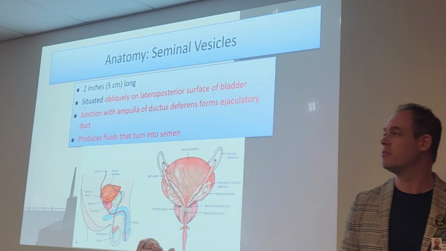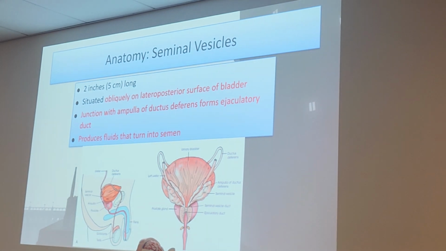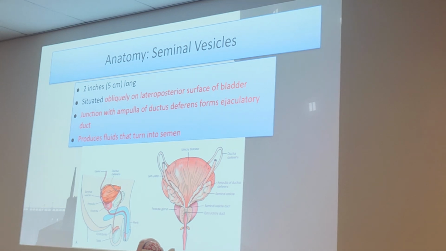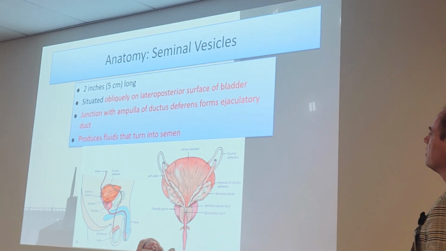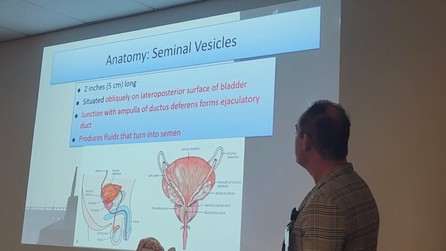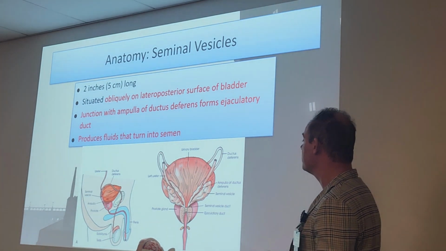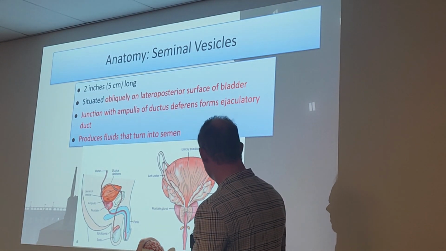All right, there's the seminal vesicle. It's about 2 inches long. They are located obliquely on the lateral-posterior surface of the bladder. So if you see back here, you have 2 of them, by the way, 2 seminal vesicles. They join with the ampulla of the ductus deferens, forming the ejaculatory duct. And once again, that's what produces the actual fluid that turns into semen.